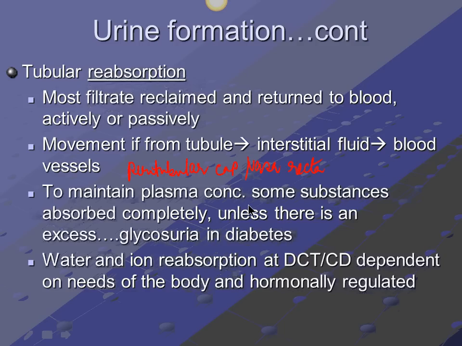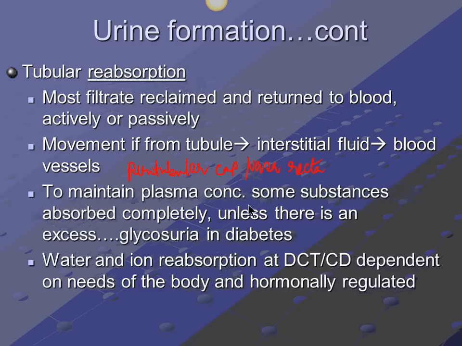Remember, one of the functions was to maintain blood volume and composition, so maintain the plasma concentration. Some substances are absorbed completely. For example, glucose is one of those substances absorbed completely. Some amino acids are absorbed completely, unless they are present in excess.